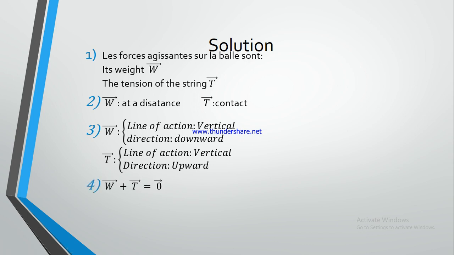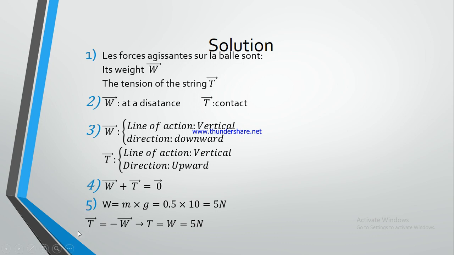For the equilibrium, if the ball is at equilibrium, the sum of all force vectors is 0. So the W vector plus the T vector is a zero vector. And finally, we can find W. W equals m times g using the formula, so 0.5 times 10 equals 5 Newton.